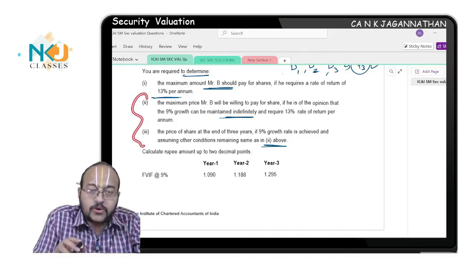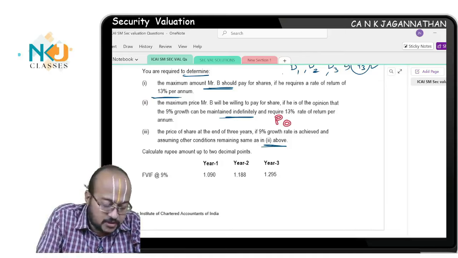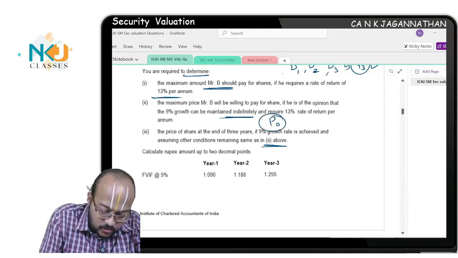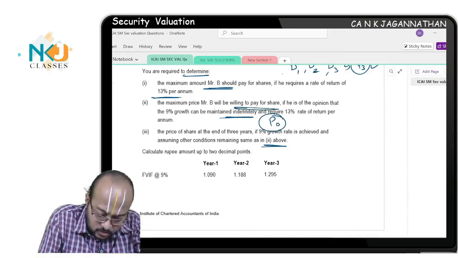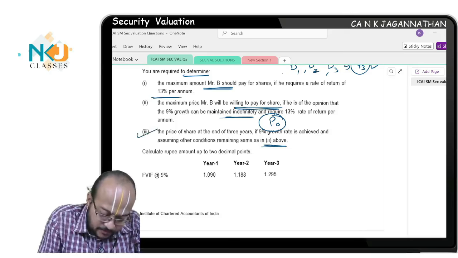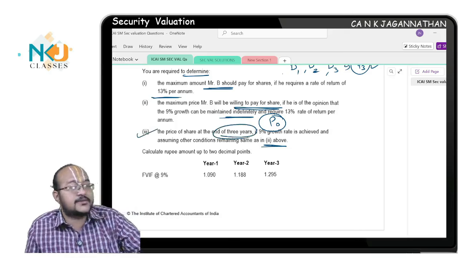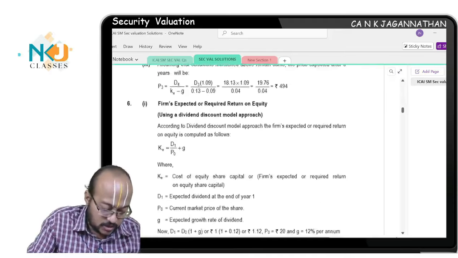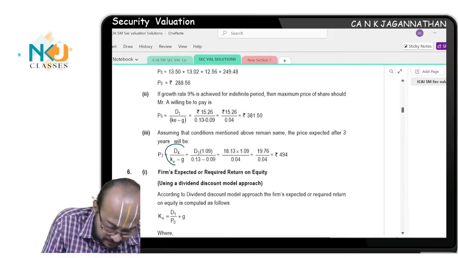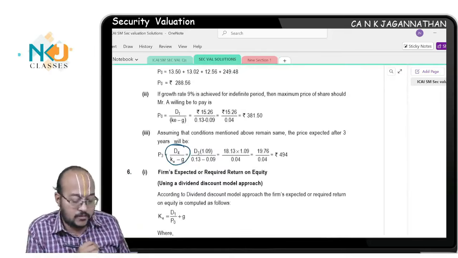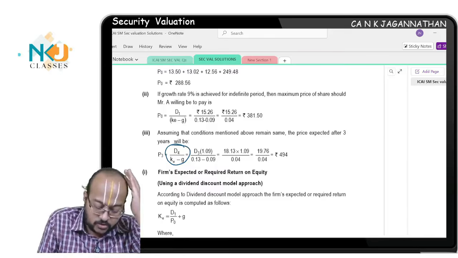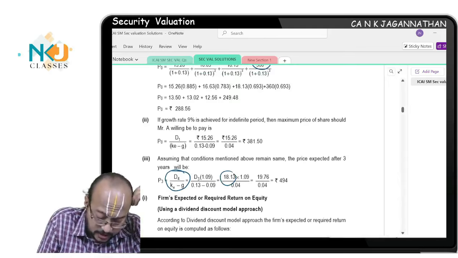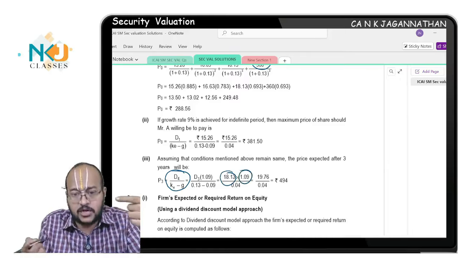See, what is the difference between Part 2 and Part 3? Part 2 they are asking us to find out P0, the price today, willing to pay for the share. Okay, this is today. What is this third part? Price of the share at the end of 3 years, which means they are asking P3, not P0. Are you understanding? So what you should do, see here, P3 is very simple, they have just simply applied D4 by KE minus G, and the 1.09 growth rate will still remain the same. Up to the third year dividend, okay, the third year dividend you will consider, D3 into 1 plus G, you will get D4.